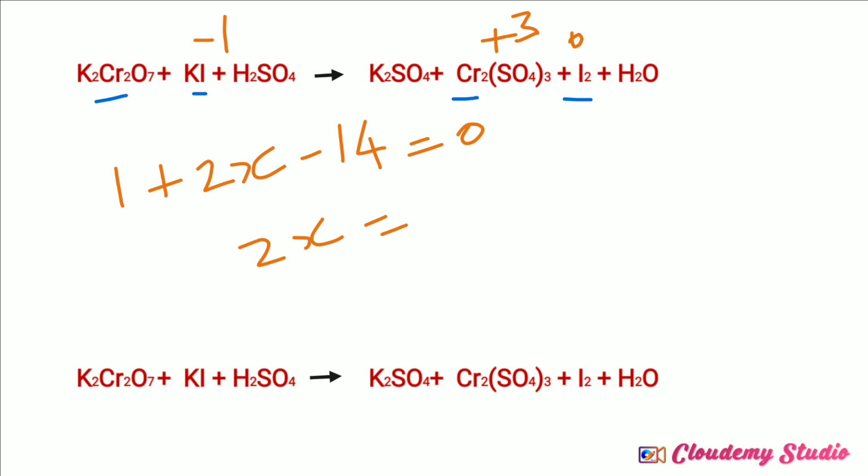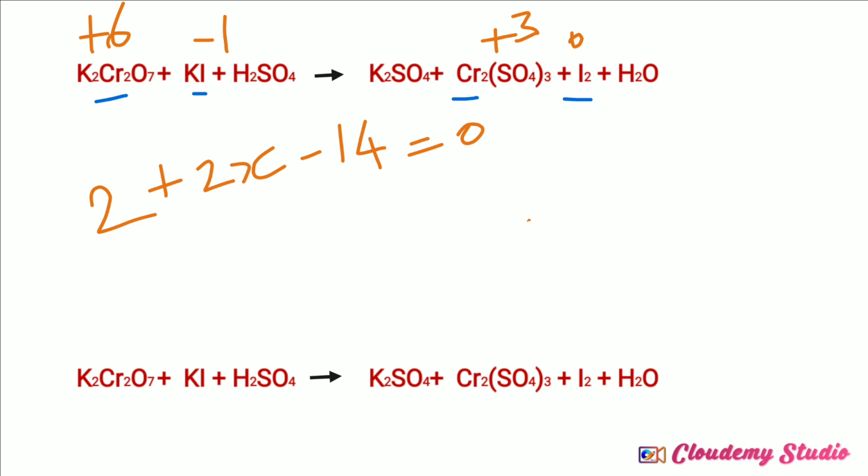Here, sorry, one mistake. There are 2 potassium atoms, therefore 2 times plus 1, that is equal to 2. So 2 plus 2x minus 14 is 0. 2x is equal to 12. Therefore, x is equal to plus 6. So the chromium oxidation number in potassium dichromate is plus 6. Now all the variable oxidation numbers we have noted here.